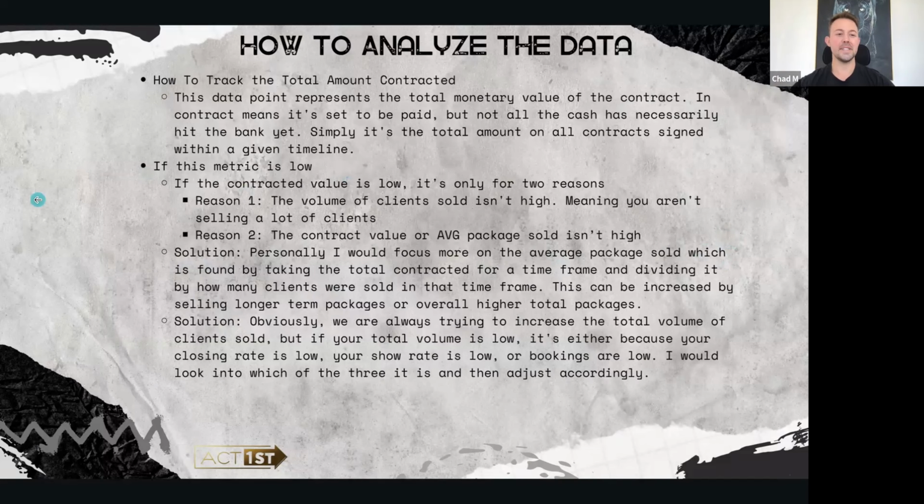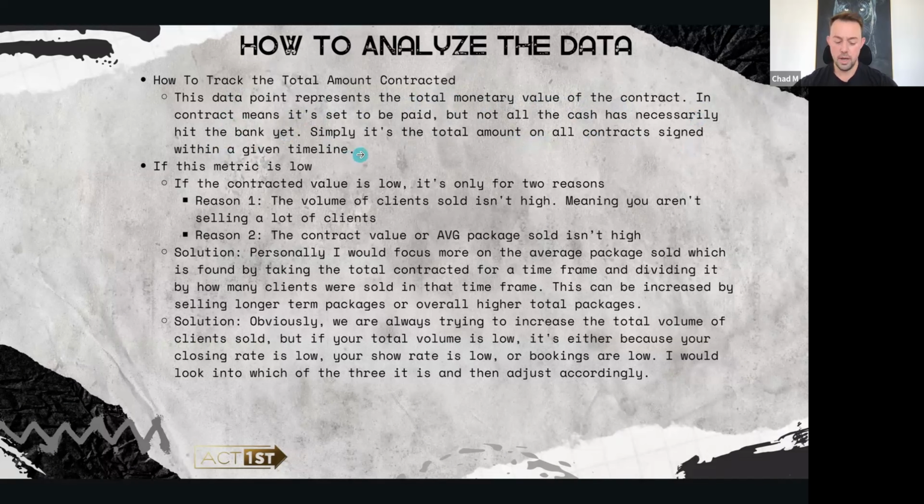Okay. The next metric that matters to you is contracted value. So let's talk about how to track this. This data point represents the total monetary value of the contract. In contract means it's set to be paid, but not all the cash has necessarily hit the bank yet. Simply, it's the total amount on all contracts signed within a given time period.